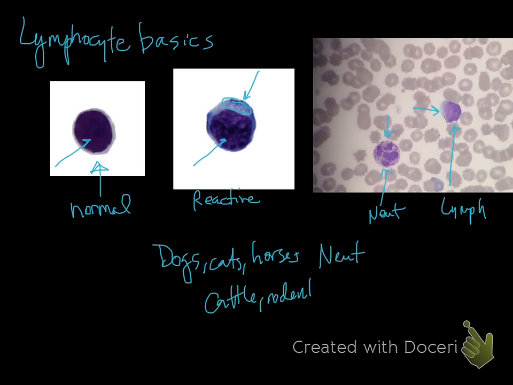So remember that dogs, cats, and horses, their primary leukocyte, of course, is the neutrophil, but cattle and rodents and some others, their primary leukocyte is the lymphocyte. And large animals, cattle and horses for that matter, have small and large lymphoid cells. So they can have both types of lymphoid cells, and rodents for that matter, but dogs and cats don't, they normally only have small lymphocytes and maybe some reactive ones.